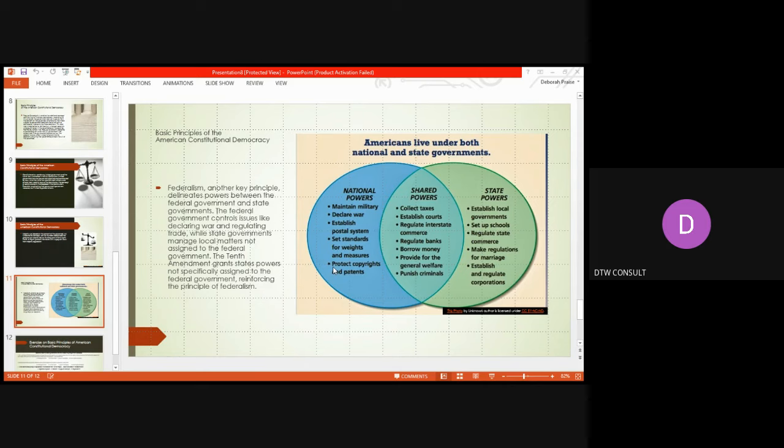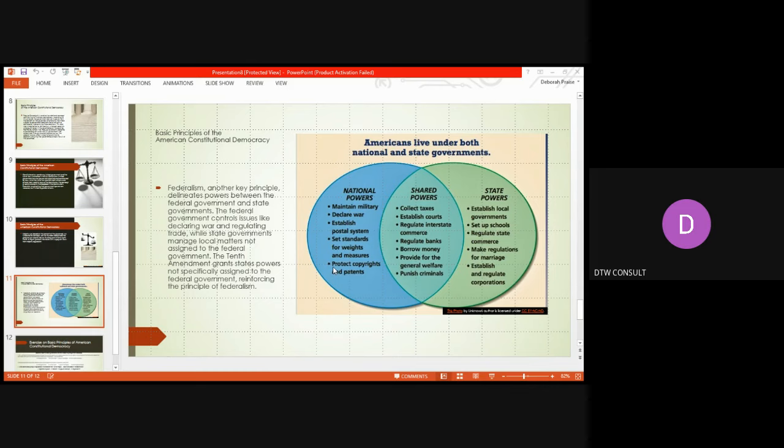It talks about the separation of power between the federal government and state government. So power is decentralized. The national government, which is also called the federal government, has its powers. And the state government has its powers separate from the national government. And there is a shared power, a third column, which means both the national and the state have power in regard of the things that are going to be mentioned.